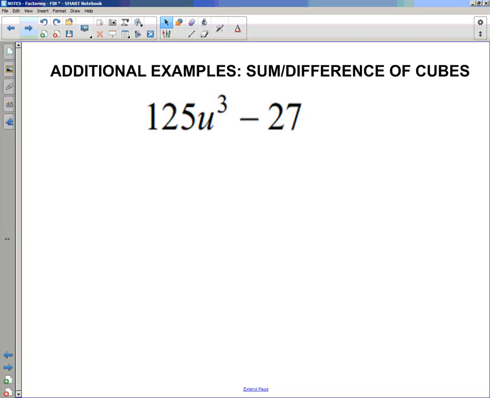Looking at the first example, we have 125u cubed. Now, 125 is 5 times 5 times 5, so we would be cubing 5u to get 125u cubed. And 27 is 3 times 3 times 3, so that's 3 cubed. So 5u and 3 are going to be our building blocks.